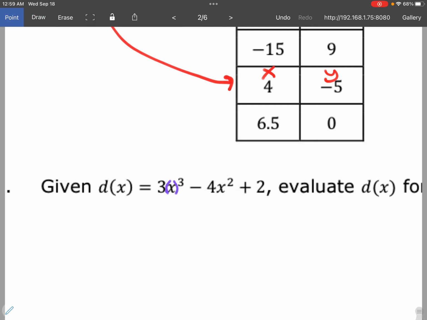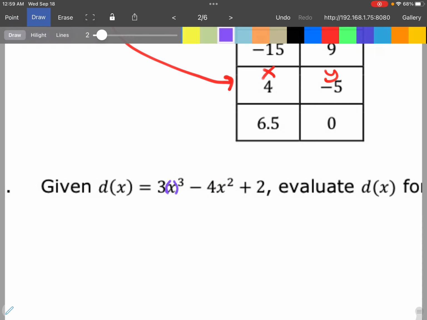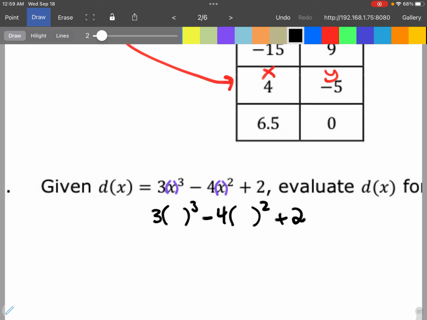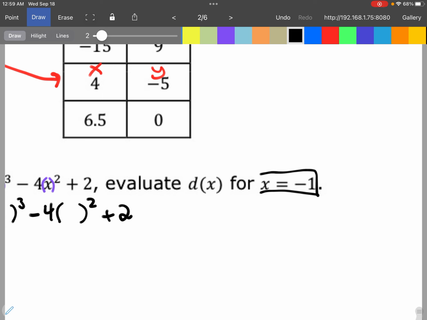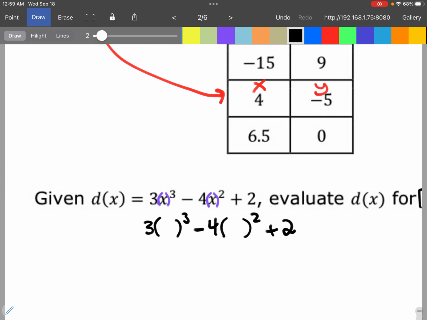This guy right here, not in parentheses. Easy money. We can do this. And I don't see any other x's. This thing is now ready for substitution. Substitution means you empty out your parentheses to prepare to put a number in there. And for this problem specifically, they want us to plug in a -1.